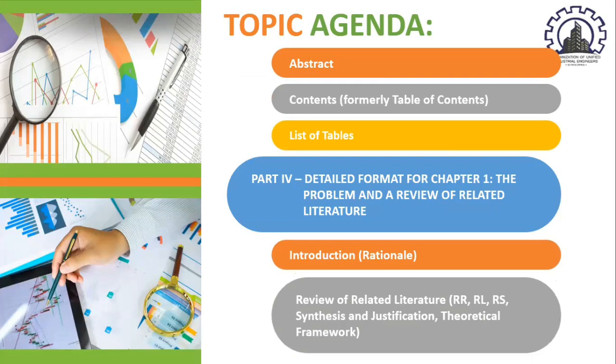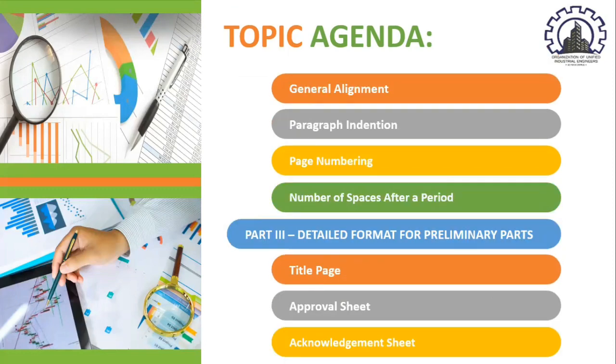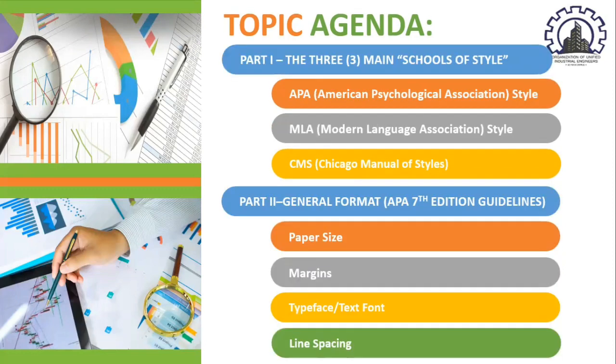Now, part one of our lesson includes APA or American Psychological Association style. We also have the MLA or Modern Language Association style. And finally, we have the CMS or Chicago Manual of Styles. And part two of our lesson for today would be the general format.